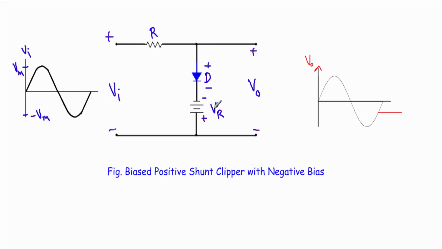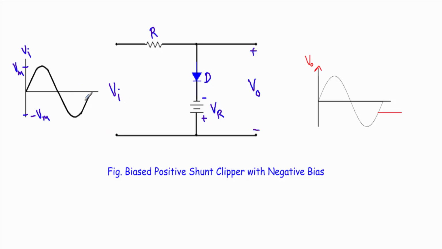So this input voltage is trying to drive the diode in forward bias, and the negative terminal of the reference voltage is connected with the N side of the diode and the positive terminal is connected with the P side of the diode. That means during the positive half cycle of the input voltage, both VR and Vi are trying to drive the diode in forward bias. So during the positive half cycle, the diode will be in forward bias.